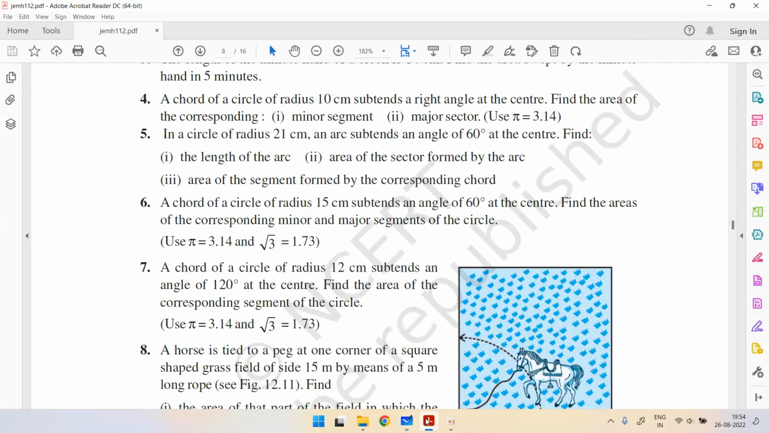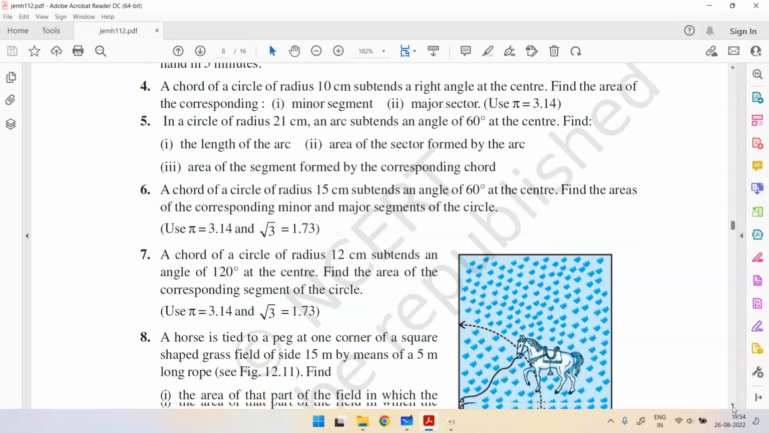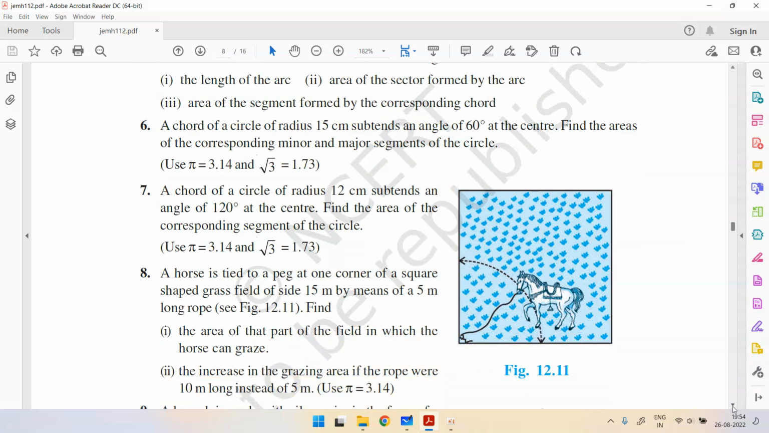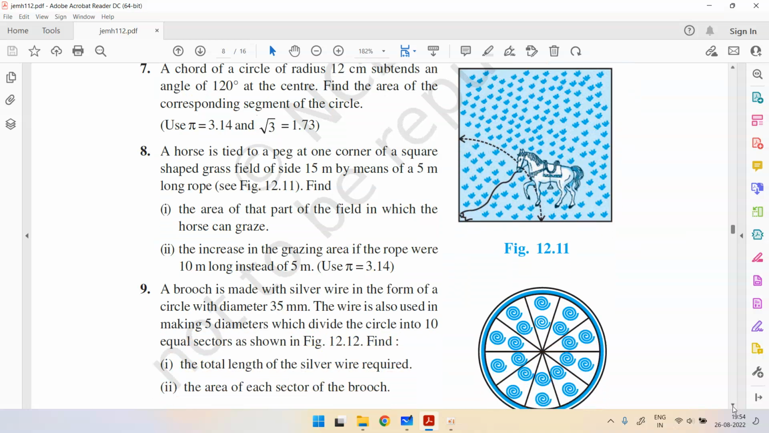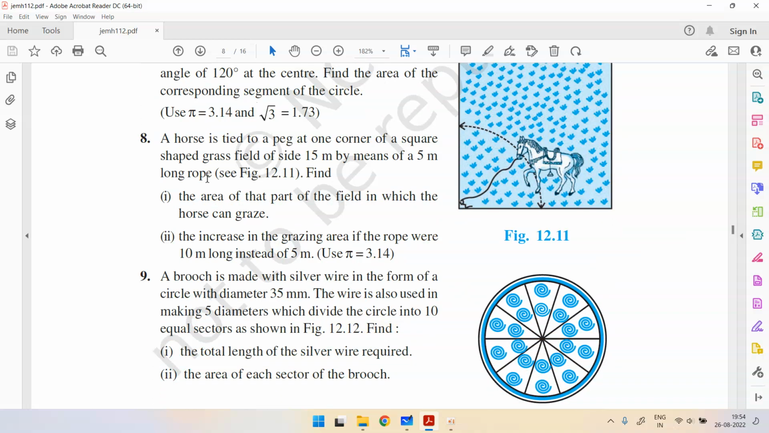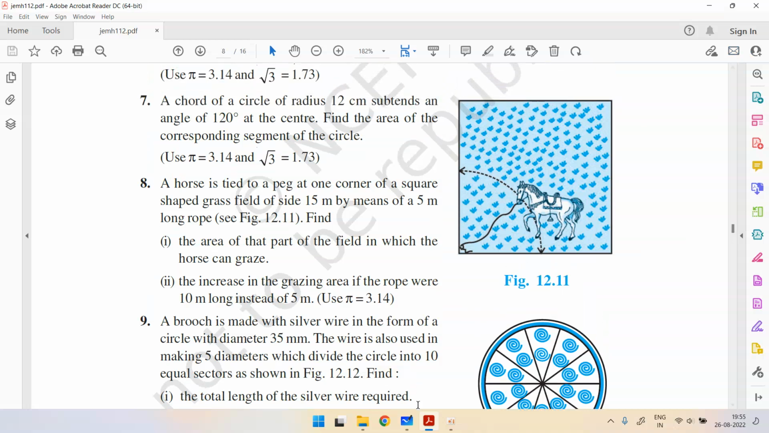Next question. A chord of a circle of radius 12 centimeters subtends an angle of 120 degrees at the center. Find the area of the corresponding segment of the circle. Same question, different approach. Root 3 you have to take as 1.73. So I can solve this, and I need to show this at least.